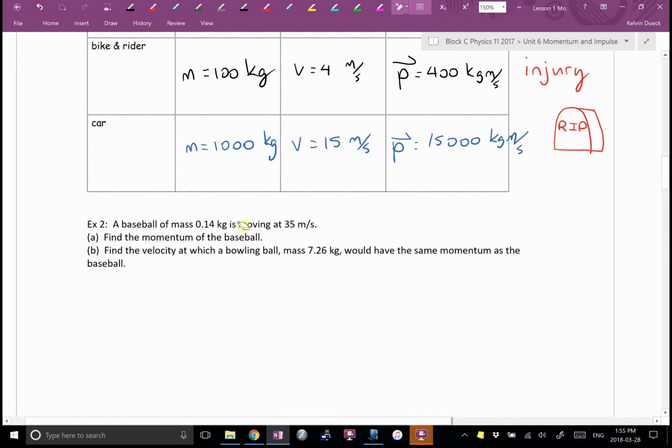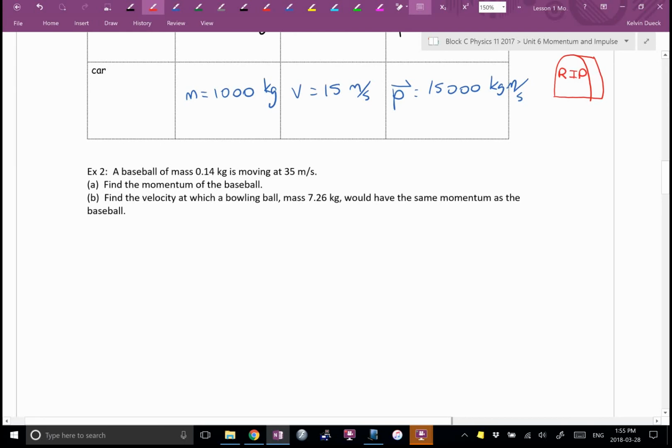There's the mass of a baseball. So I said, what, 0.25? I'm a little high, but close. Okay. Baseball of mass 0.14 kilograms is moving at 35 meters per second. What's its momentum?